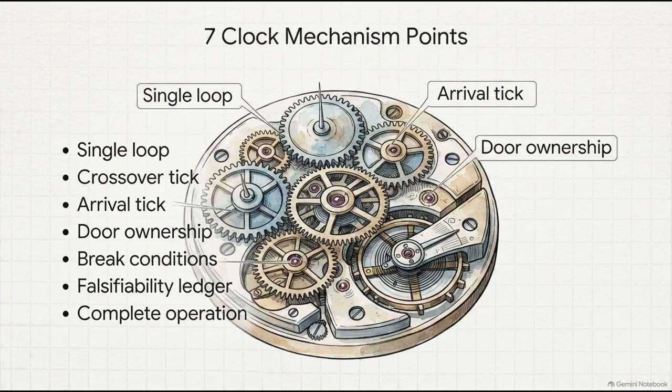To operate, this mechanism relies on a sequence of 7 precise steps. It starts with a single loop for the take-give relation, moves to a crossover tick at 12 o'clock, hits an arrival tick, defines door ownership using that tree rule, sets up defined break conditions, keeps a falsifiability ledger, and ultimately forms one complete step-by-step operation. Listen, this doesn't just rely on saying the magic word Christ. This clock has to mathematically tick through every single one of these steps to work. It functions as a key that claims it can open what opponents cannot shut and shut what opponents cannot open.